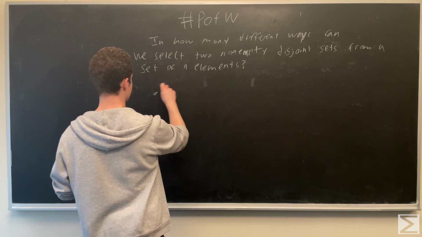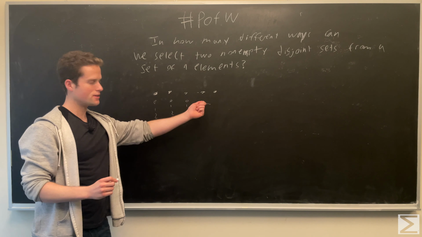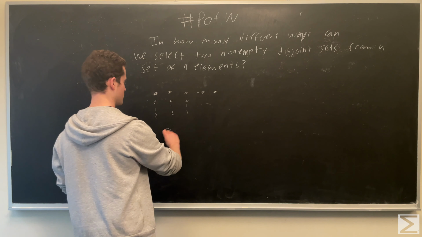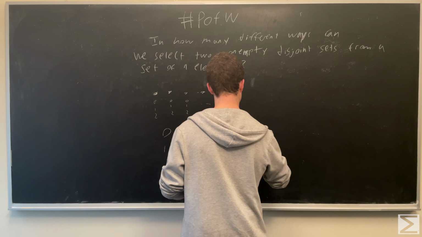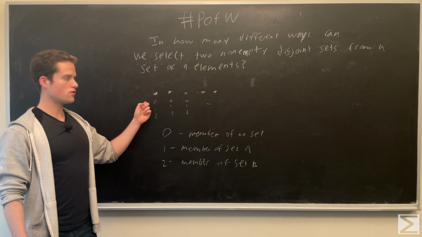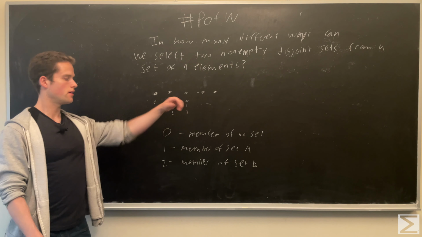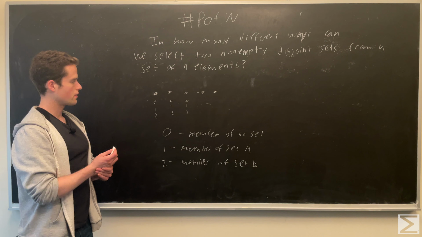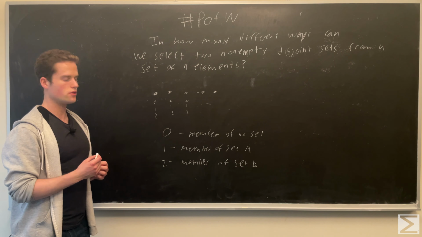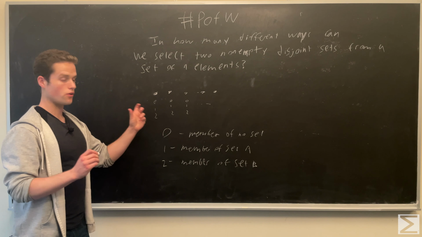Say we have so many objects. Each object will be assigned either 0, 1, or 2. With this labeling, 0 means it's a member of no set, 1 means it's a member of some set A, and 2 means it's a member of some set B. And so the number of different ways that we can put these objects into two disjoint unique sets A and B, or neither, is 3 to the n.